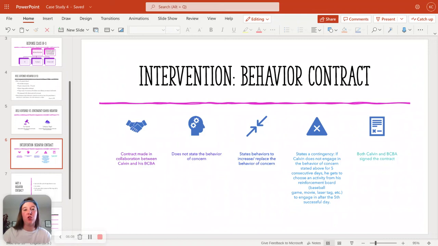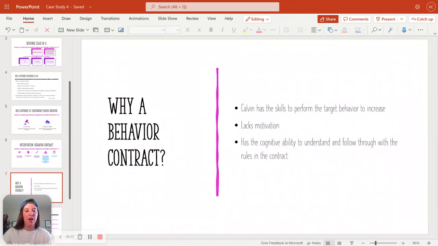If he was engaging in those behaviors instead of engaging in the verbal protest during the daily living tasks for 5 consecutive days, then he got to choose an activity for his reinforcement board that included a baseball game, a movie, laser tag, to engage in after the 5th successful day in which he successfully completed the behavior contract. So both Calvin and the BCBA signed this contract and it was implemented.